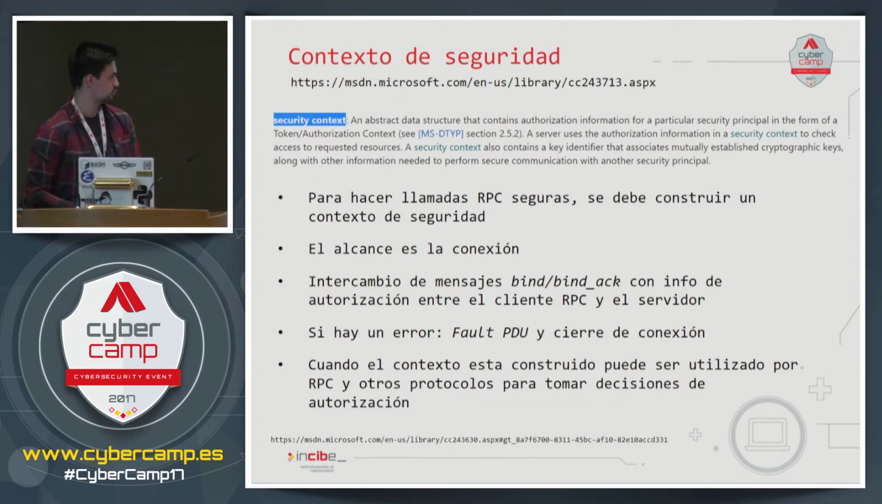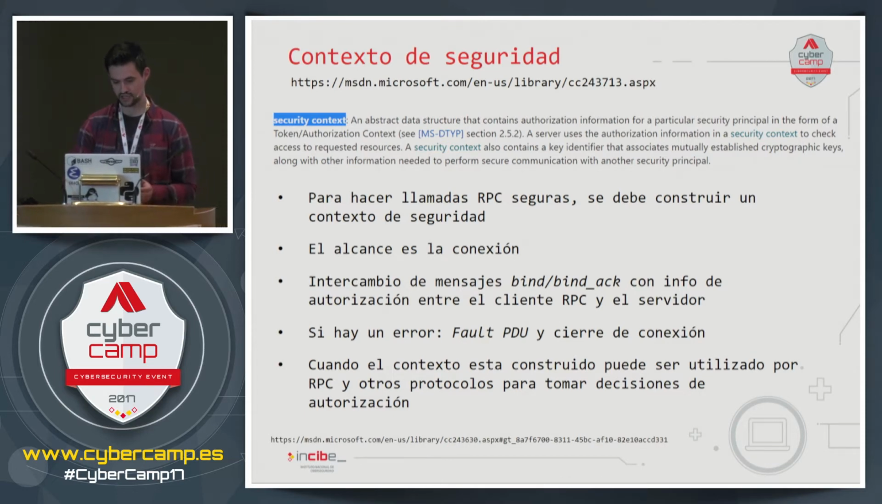From the MSDN, I've taken a series of definitions. You don't have to know them all, but if you want the slides afterwards, you can look into them, and maybe you can see what's happening. But basically, what Microsoft tells us about a security context is that it's a data structure with information about authorization for a particular security principal in the form of a token. So, the server uses this authorization context and the information in a security context to check access to requested resources.